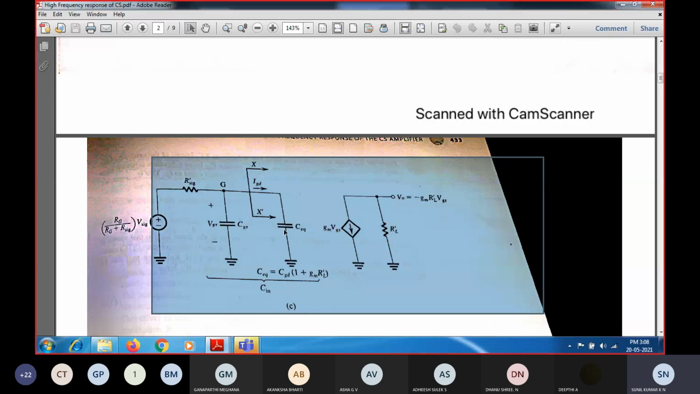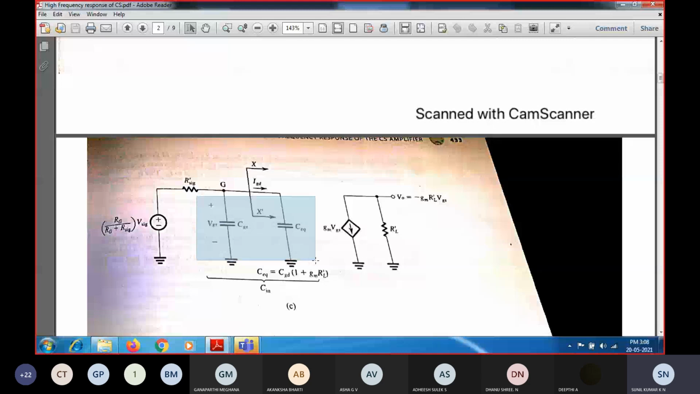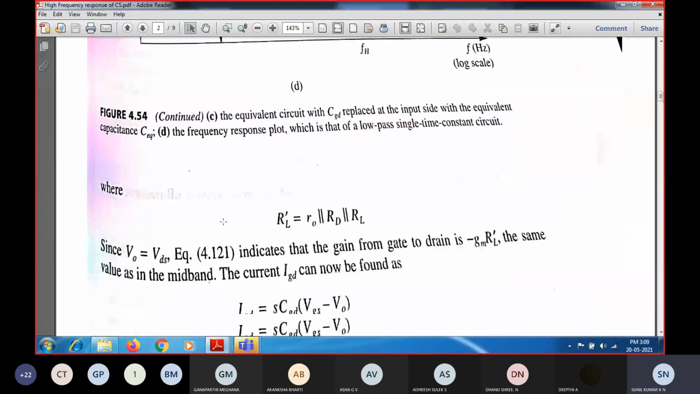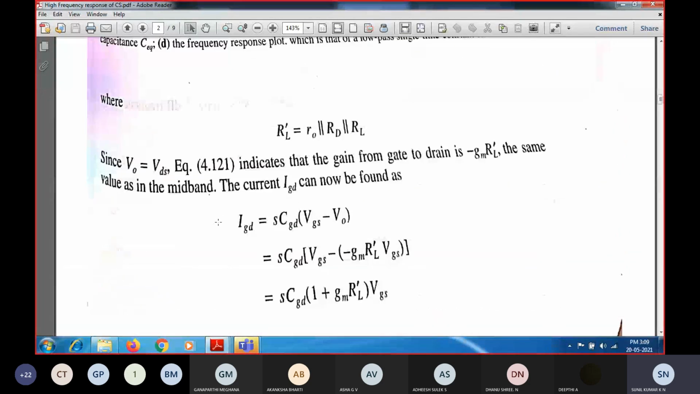And if I find the value of C equivalent, then obviously I can find the single time constant network, by considering one resistance component and one capacitive component like this. After that I am going to substitute the value of minus gm into r in place of vgs. So what will vgs be equal to? vgs will be v signal into rg divided by rg plus r signal, into s into cgd. That is how we are going to find the high frequency response. This is how the frequency response of the common source amplifier is found.